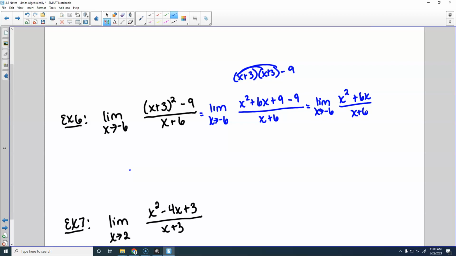Okay, what do we do after that? Because we've kind of worked on this, but we're still going to get 0 over 0 if we plug in -6 right here. We haven't really canceled anything out except for maybe those 9s right there. So we still got to keep going. What can we try now? Okay, we're going to factor the top. How could we factor it?